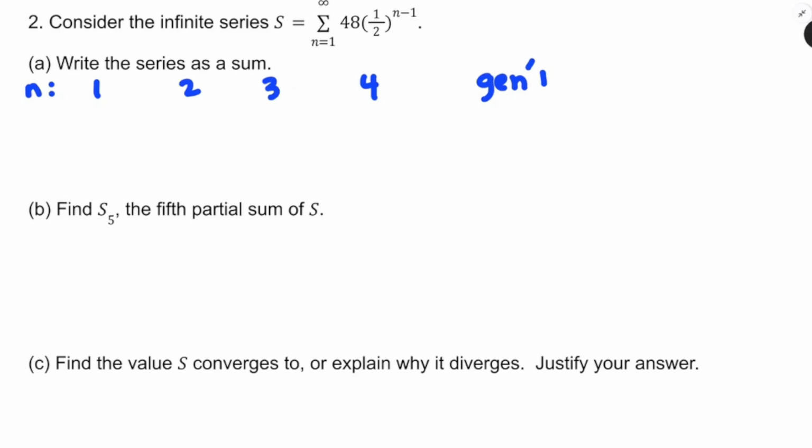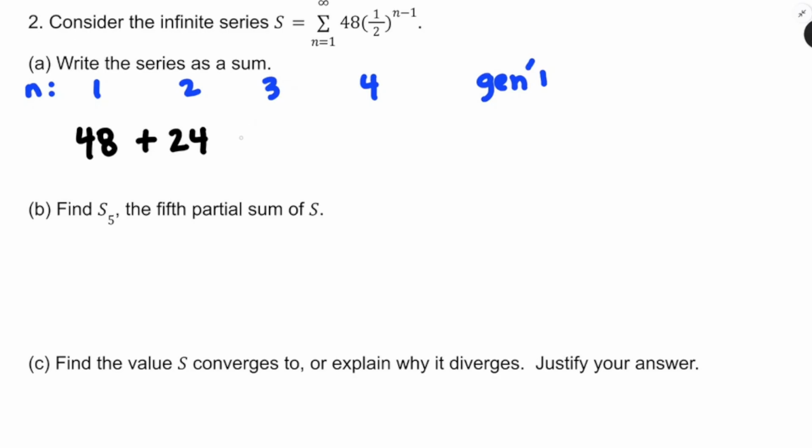At n equals 1, I'm going to have 48 times 1/2 to the 0. And 1/2 to the 0 is 1, so this is going to be 48. Plus, when n equals 2, 48 times 1/2 to the 1, that's 24. Each time, I'm going to multiply by a half one more time than before. So basically, the next term is going to be half the previous term.